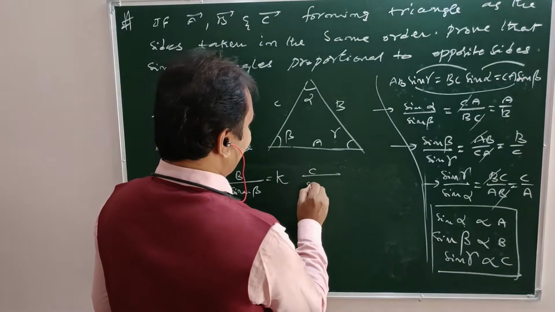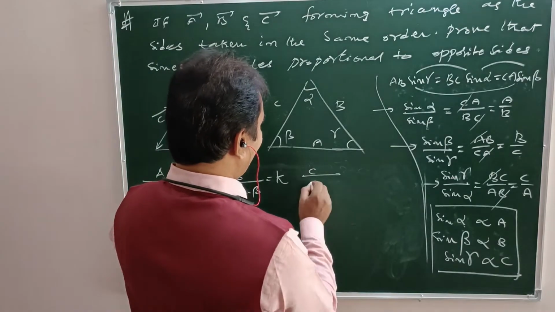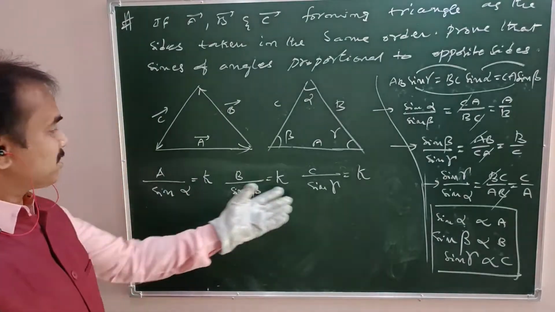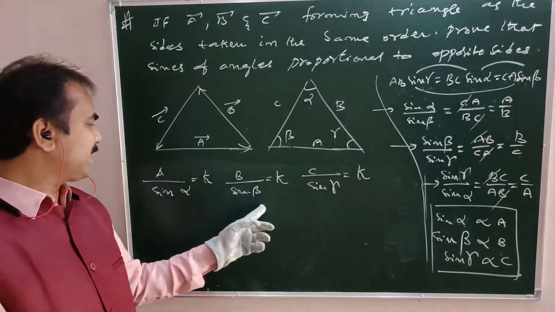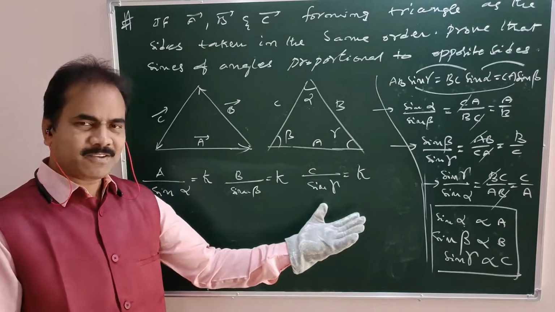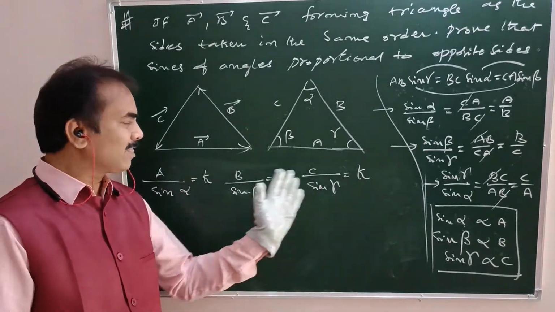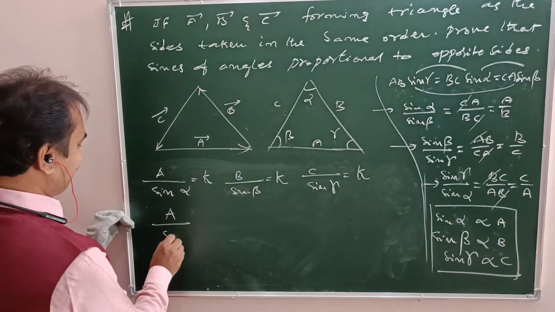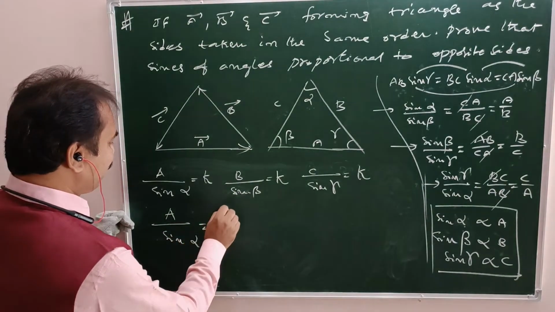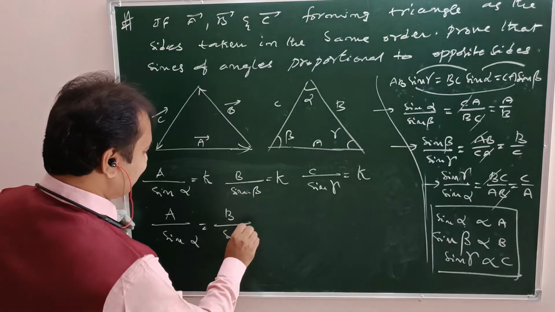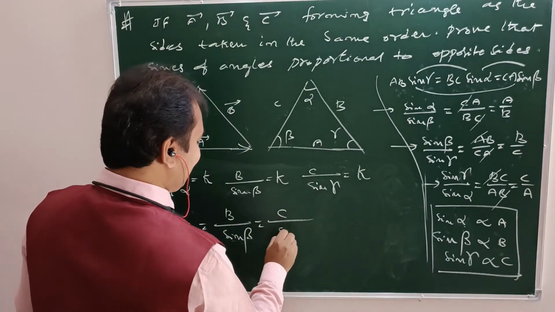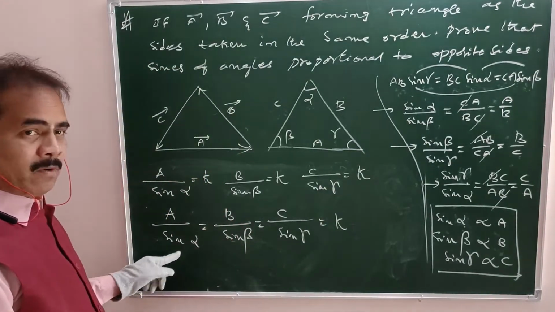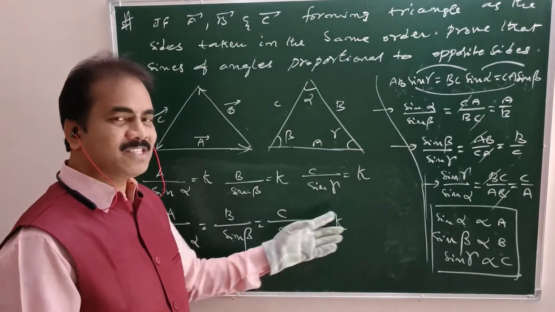So all the ratios are the same. A by sin alpha, or B by sin beta, or C by sin gamma is constant. That constant is the same in all the three terms. That implies that A by sin alpha equals B by sin beta equals C by sin gamma, and that is constant.